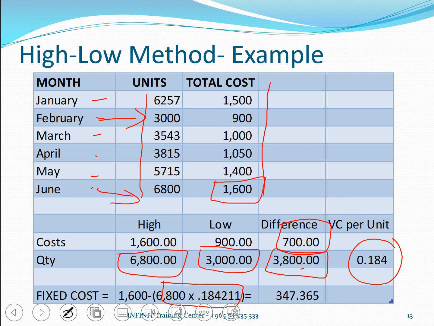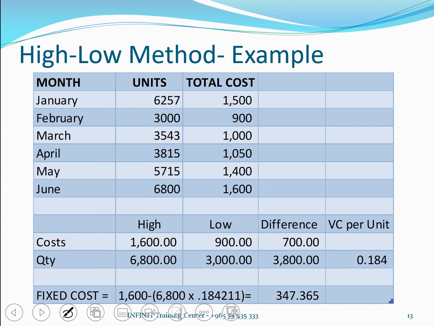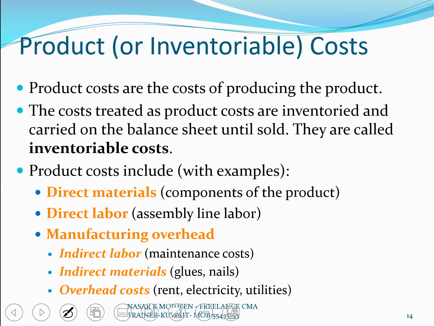Then I will take the total cost of 6,800 units, that is here. From that, minus the variable cost, then you will get the fixed cost. So my fixed cost here is 347.365. So this is how we will calculate fixed cost out of total cost. The same formula you can apply to any of the quantities here, and you should get this as the fixed cost. That you have to try by yourself and see if it is right or not.